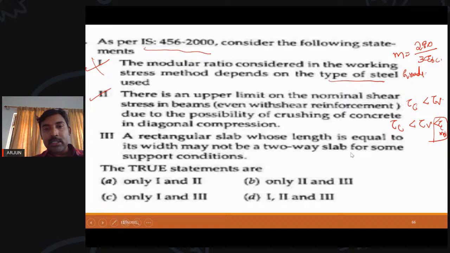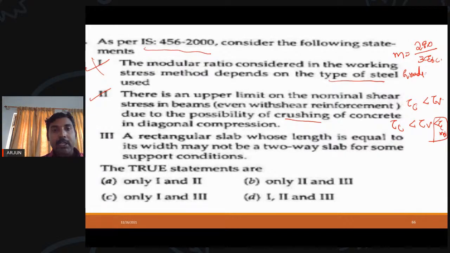Tau c max is nothing but the maximum permissible value in order to avoid the crushing of concrete due to diagonal compression. So statement 2 is right.